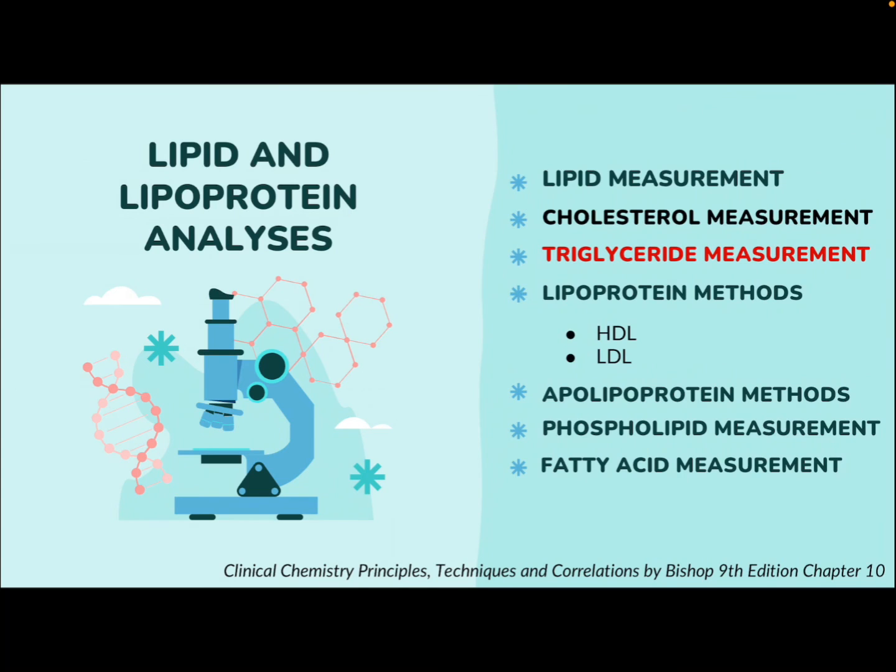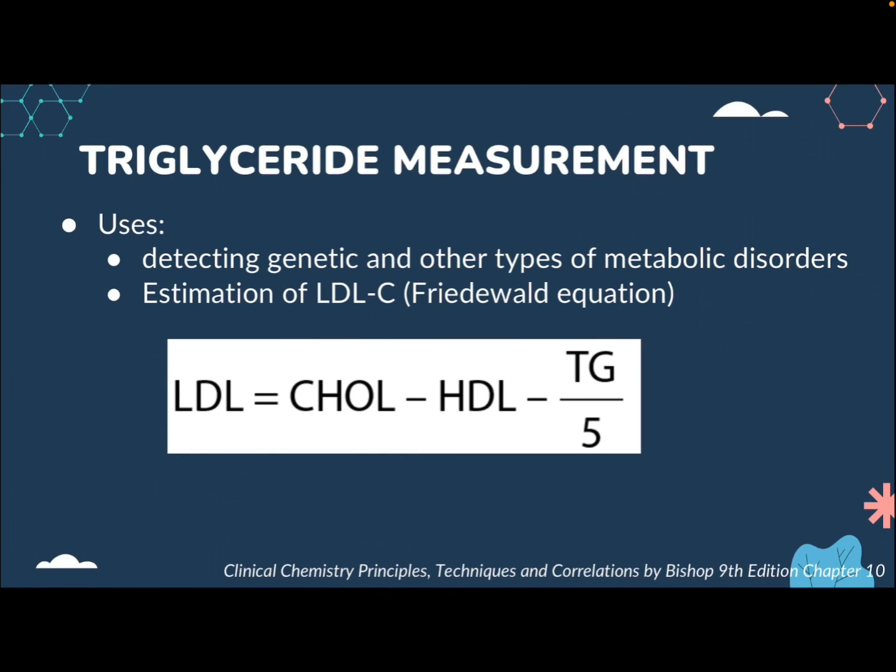Next, we have triglyceride measurement. Measurement of serum triglycerides in conjunction with cholesterol is useful in detecting certain genetic and other types of metabolic disorders. The triglyceride value is also commonly used in the estimation of LDL by the Friedewald equation, wherein LDL equals cholesterol minus HDL minus triglycerides over 5 when we are using milligrams per deciliter as units.